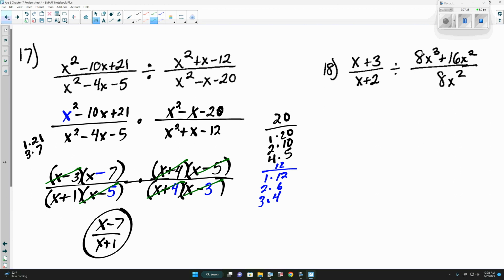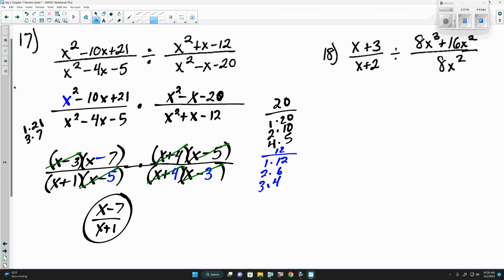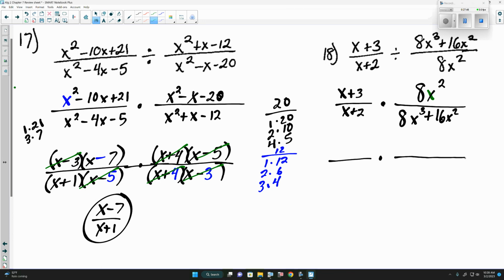Do we want to see 18 or 19? 18. We'll do the same thing here first. Keep the first one the same, change it from division to multiplication, and flip the second. Now we need to factor next.